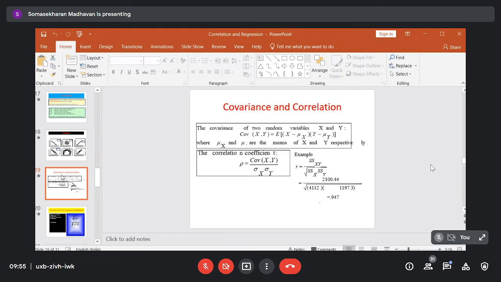So what we do is standardize covariance. In order to standardize the term covariance, we divide covariance by the standard deviation of x and the standard deviation of y. Thereby we get the formula of the correlation coefficient as covariance divided by sigma x into sigma y.